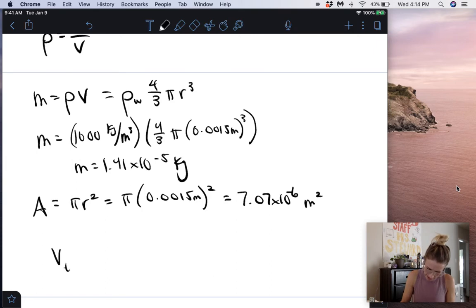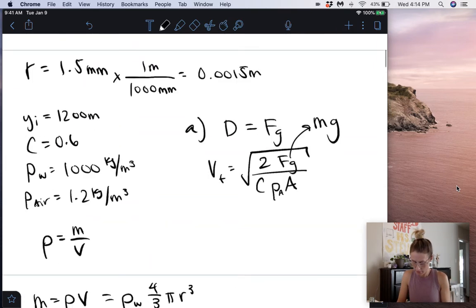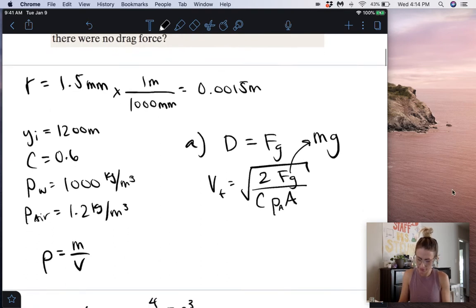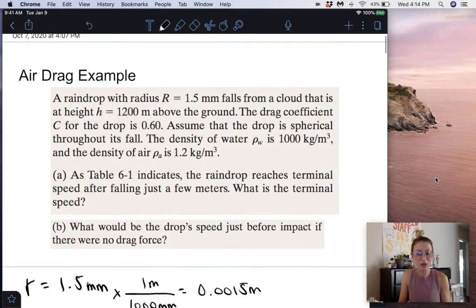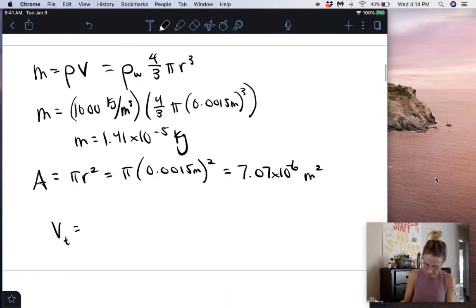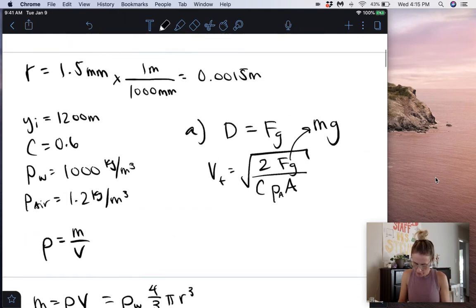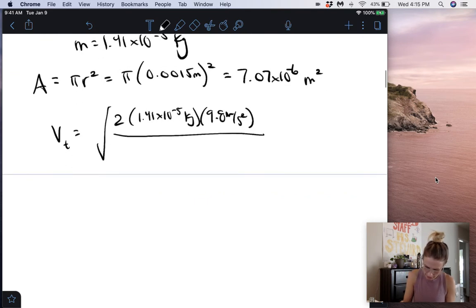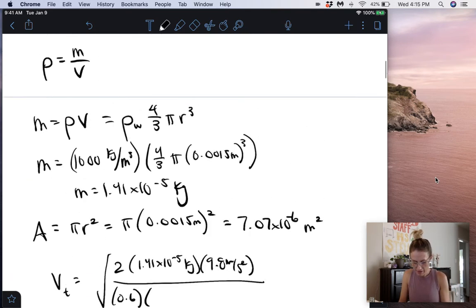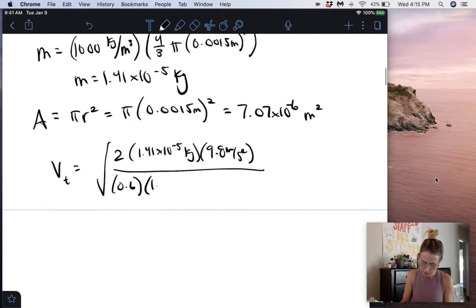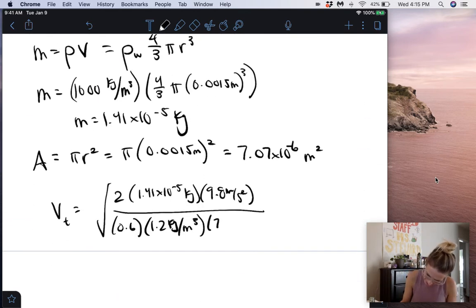And then now we can finally plug in all of our stuff. So we get the terminal velocity is equal to the square root of 2 times the force of gravity, which is mass, 1.41 times 10 to the negative fifth kilograms, times acceleration of gravity, 9.8 meters per second squared, divided by c, which was 0.6, times the density of the air, which was 1.2 kilograms per meter cubed, times the area, which we found to be 7.07 times 10 to the negative 6 meters squared.